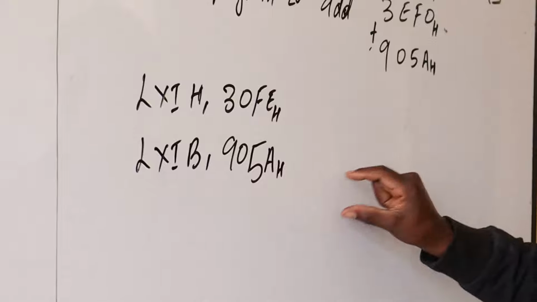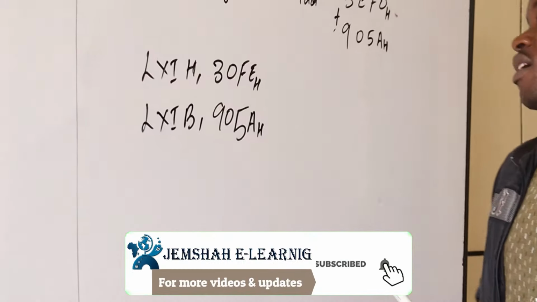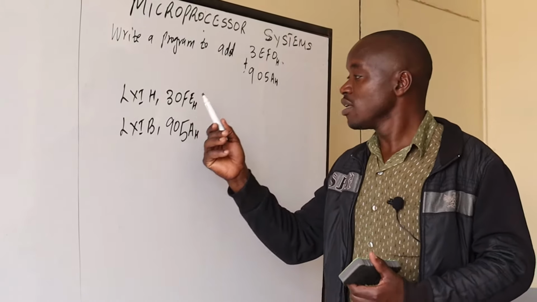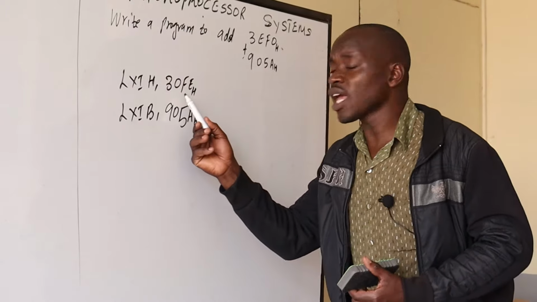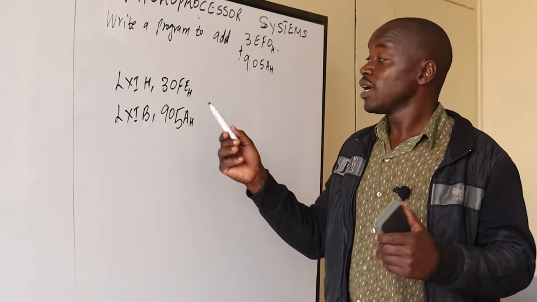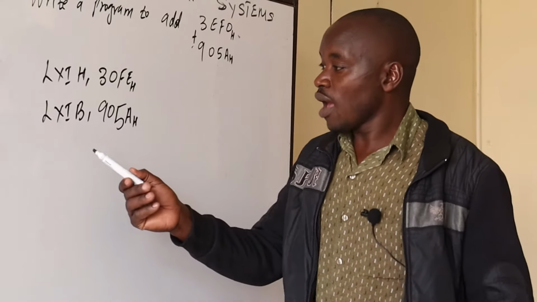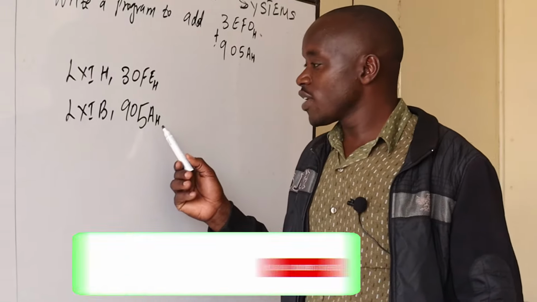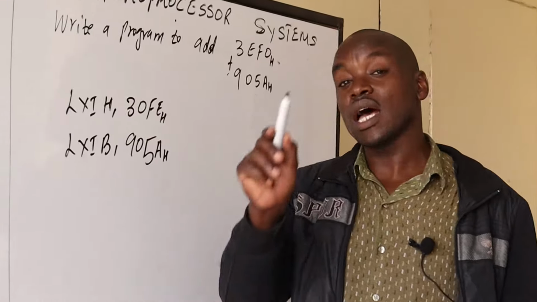So these two instructions are like move immediate in registers. But for register pairs, we use LXI, which means load register pair. Load register pair HL, 30FE. At the end of this instruction, data FE will be in register L, and data 30 will be in register H. Then LXI B, 905A. Data 5A will be in register C, and data 90 will be in register B.